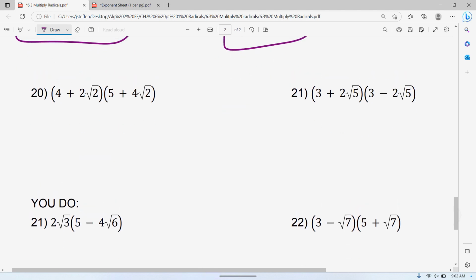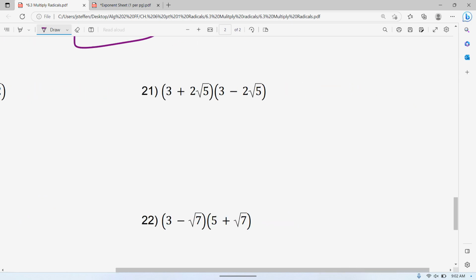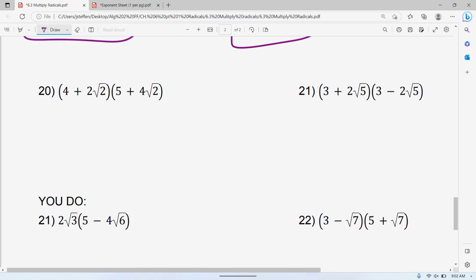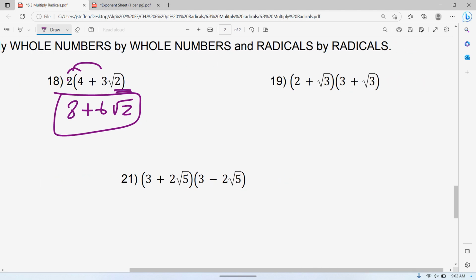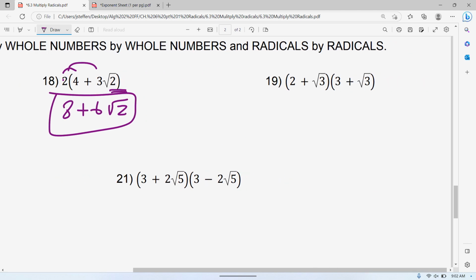And we have 221s. Okay. Now we're getting into the foiling problems or the double distribution. Again, don't forget what we've learned before. It's just a normal foiling, first, outer, inner, last, or distribution.